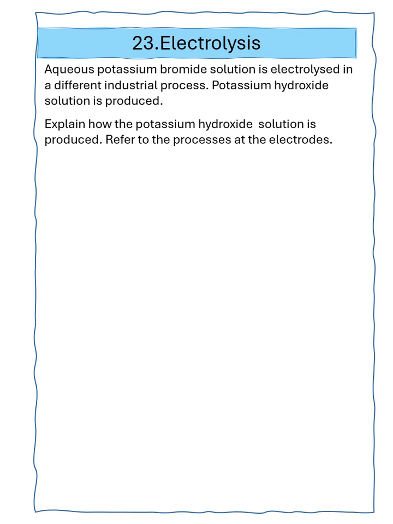Question 23 about electrolysis says aqueous potassium bromide solution is electrolyzed in different industrial processes. Potassium hydroxide solution is produced. Explain how the potassium hydroxide solution is produced. Refer to the process of the electrodes. So again, we've got to remember it's aqueous solution, so we've got 4 different ions. We've got the ions from potassium bromide, which is potassium and bromide, and we've got the ions from the water, which is hydrogen and hydroxide.